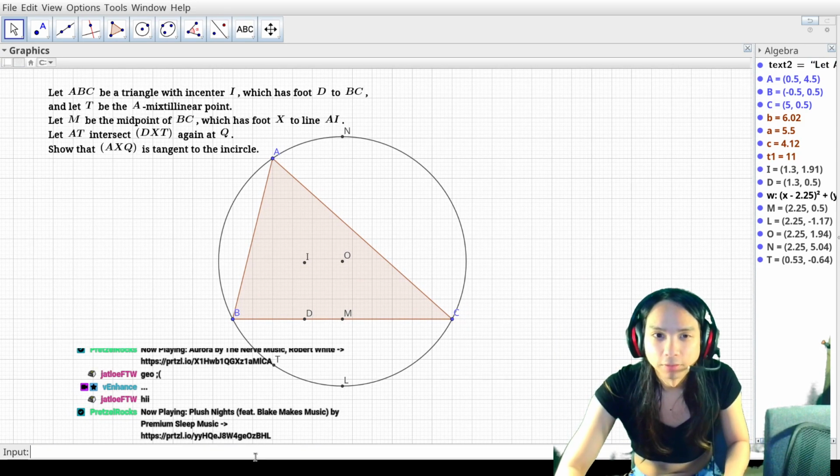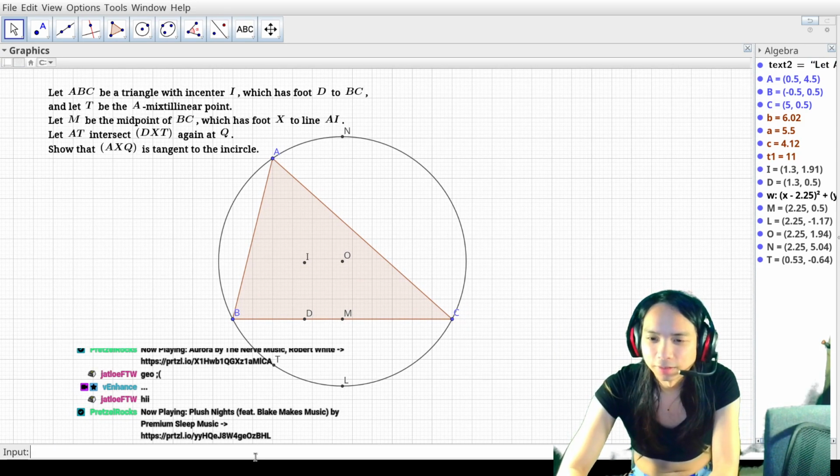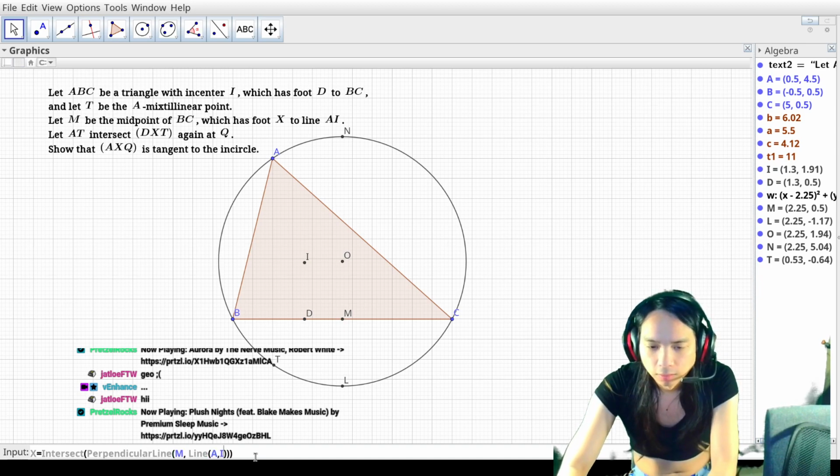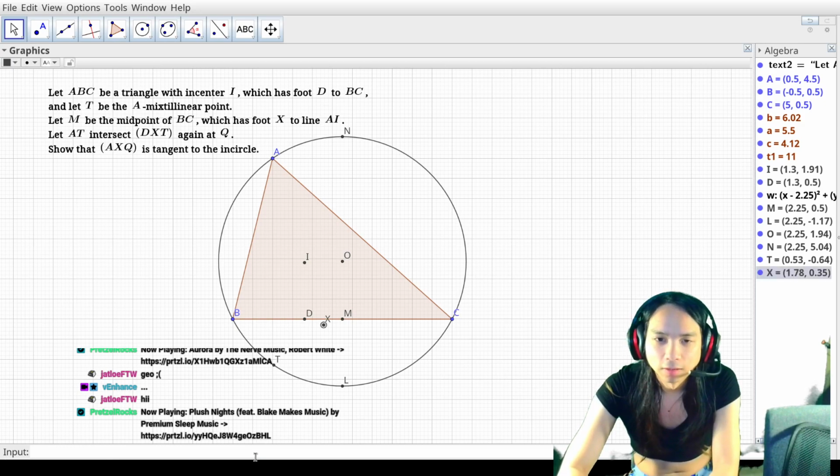Okay, anyways, what happens next? So let AT intersect DX. Okay, so X is the foot from M to line AI, which is something you can do. We'll just do it. And let AT intersect circle DXT again at Q. And okay, I don't know what's going on anymore.